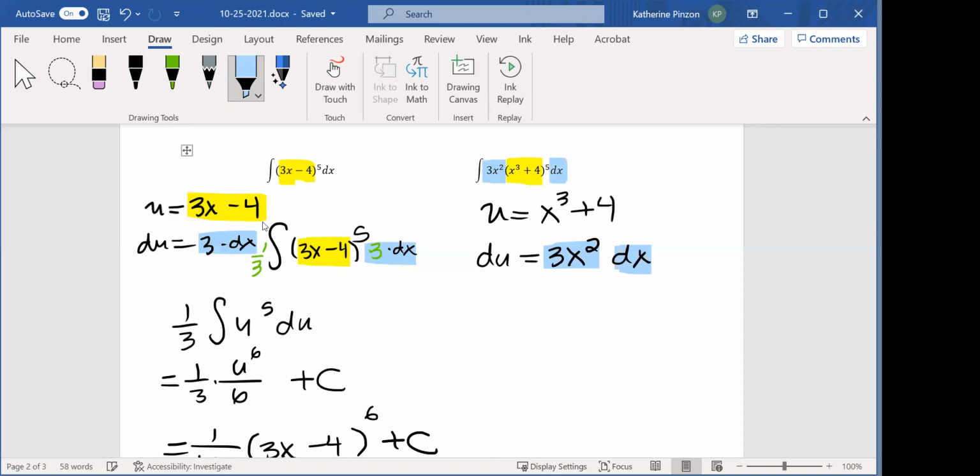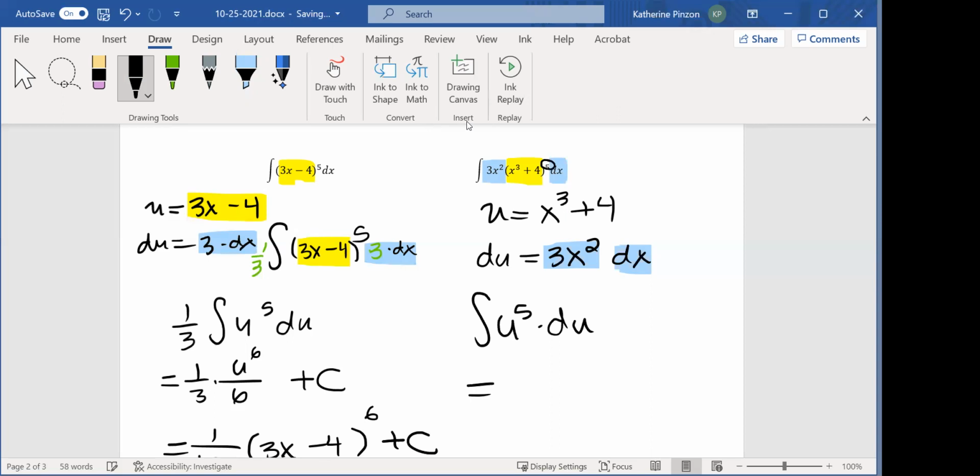Okay, so I picked my u, I found my du, I'm gonna rewrite this. This looks like u to the 5th du, right? The yellow stuff was u. I had that power of 5 there. It didn't go away, that power of 5. And then the blue stuff all knit together into du.